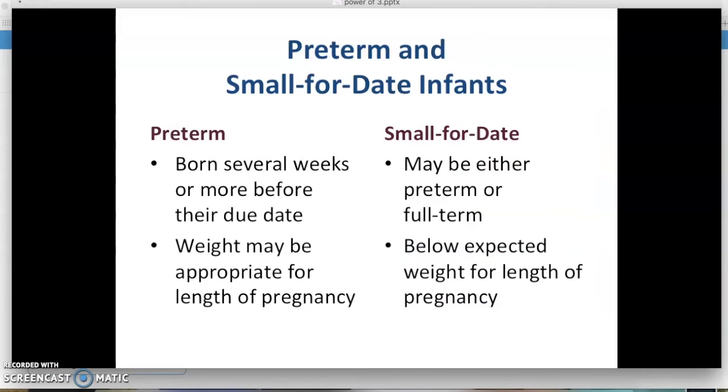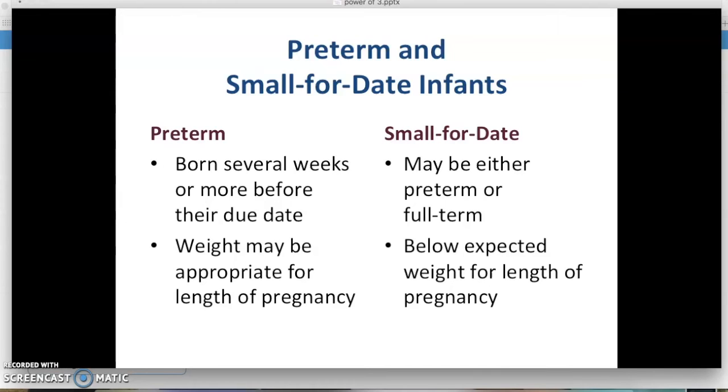Among premature babies, there are two types, preterm and small for date. Preterm babies are those that are born several weeks or more before their due date. Though they are typically smaller than full-term babies, their weight may be appropriate for the length of the pregnancy. Small for date babies, on the other hand, are smaller than one would expect based on the length of the pregnancy. They may be preterm infants or they may be full-term infants. Overall, infants who are small for date are at greatest risk for complications, as their small size may indicate that something didn't quite go right during the pregnancy. For example, they may not have gotten enough nutrients.